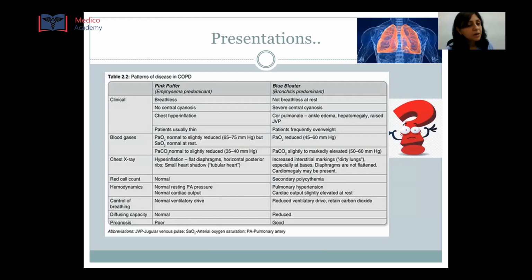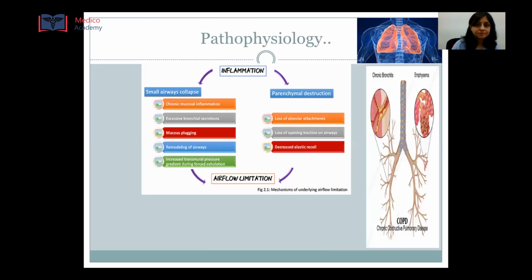The hemodynamics will be comparatively normal in pink puffers, like normal resting PA pressures, normal cardiac output, whereas as I told you, the signs of right-sided heart failure, where pulmonary hypertension and slight elevation of cardiac output at rest, will be seen in the bronchitis patients. Control of breathing. The emphysema people have the normal ventilatory drive, whereas there is a retention of CO2 and in turn reduced ventilatory drive in bronchitis patients. Diffusing capacity is reduced in patients with bronchitis. Prognosis is relatively better in the patients with bronchitis as compared to the patients with emphysema.